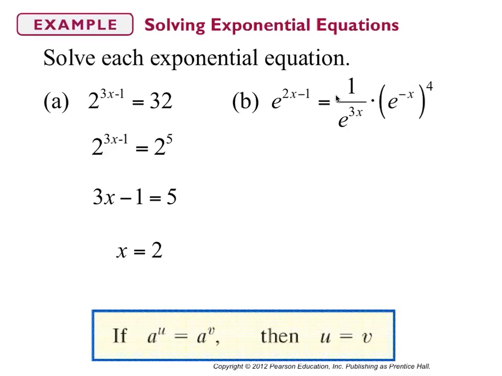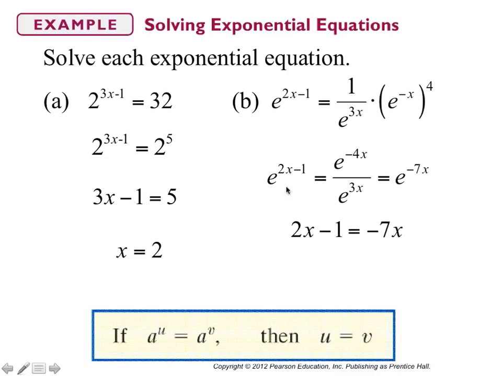Now this one over here on the right, this is a little messier. We have e to the 2x minus 1 equals 1 over e to the 3x times e to the negative x to the 4th. So first thing we want to do is go ahead and use some of our rules that we've figured out. E to the negative x to the 4th is going to be e to the negative 4x. So we have e to the negative 4x over e to the 3x. And if you recall, when you divide things and you have the same base, you can subtract the exponents. So we have e to the negative 4x minus 3x, which is going to be negative 7x.